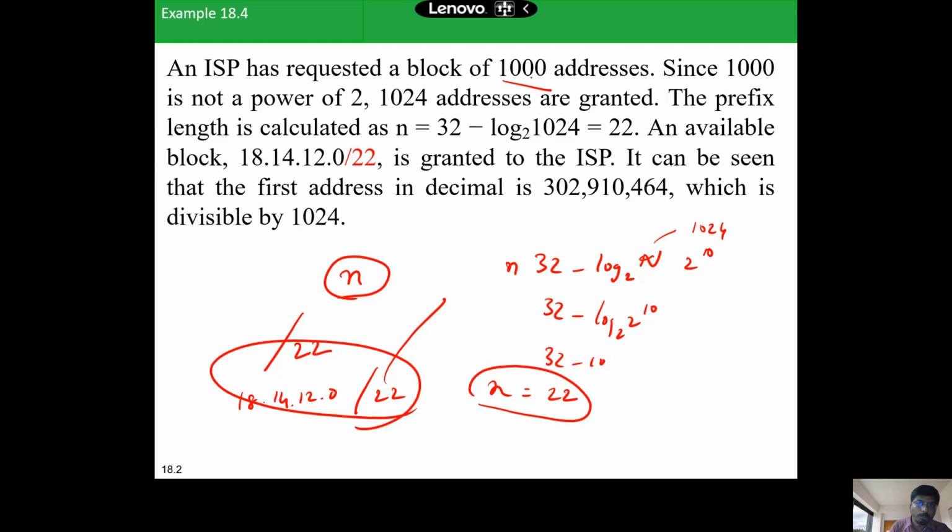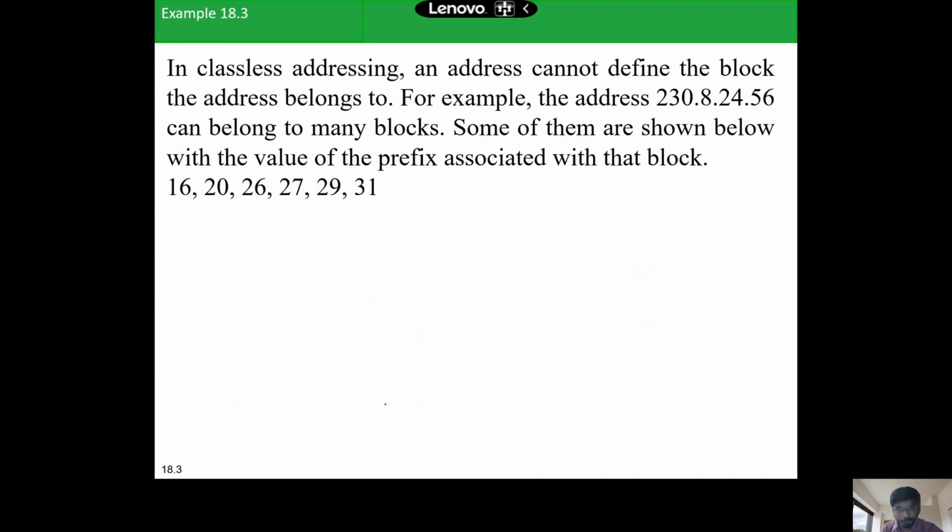If the block size is not a power of 2, you try to grant the number of host bits which is closest to that block requirement, and then calculate the prefix length from the number of host bits. You could go on to know what the prefix length is, right? This becomes a variable length prefix, a /22 block, right?